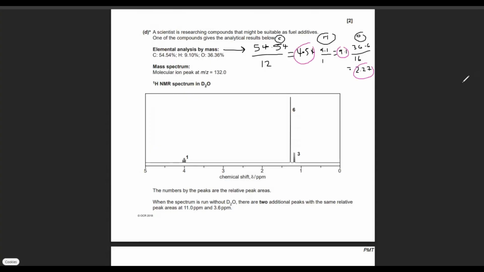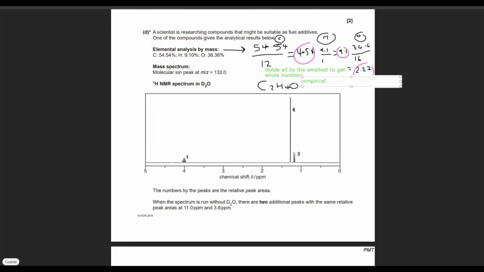2.27 and so on. Now divide all by the smallest, so 4.54 over 2.27, 9.1 over 2.27, and 2.27 over 2.27, and you're going to get the empirical formula, the simplest whole number ratio. Sometimes you have to multiply to get whole numbers because you'll get like 1.5s when you divide by the smallest, but we don't have to do that here because it works out as carbon 2, hydrogen 4, and oxygen 1.